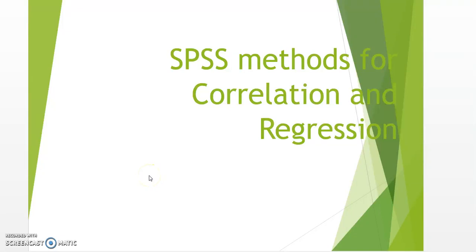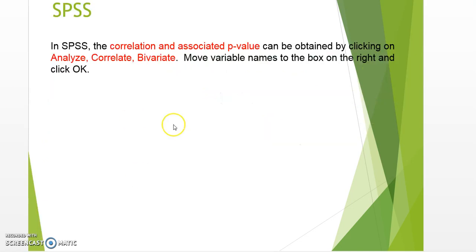Okay, hi everybody. We're going to use this lecture for SPSS methods for the correlation and regression. First of all, let's take a look at an overview. How do we do that in SPSS for correlation?